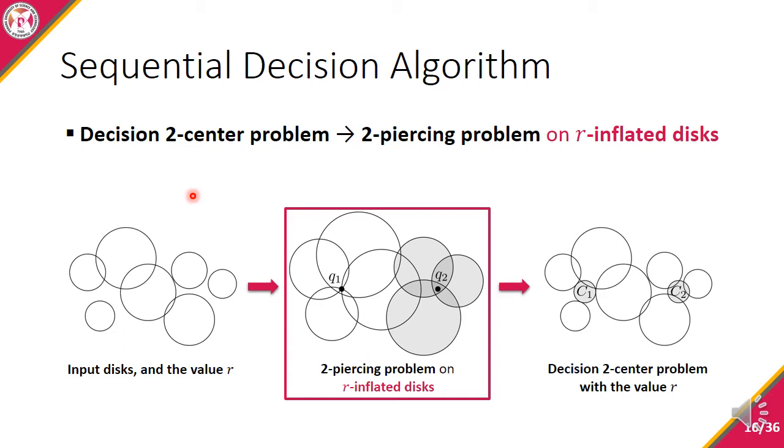So, we reduce the decision problem to the two piercing problem on inflated disks. Then, C1 and C2 exist in the decision problem if and only if Q1 and Q2 exist in the two piercing problem. Previous work also designed a decision algorithm with this approach. From now, I will show how to solve the two piercing problem on inflated disks.